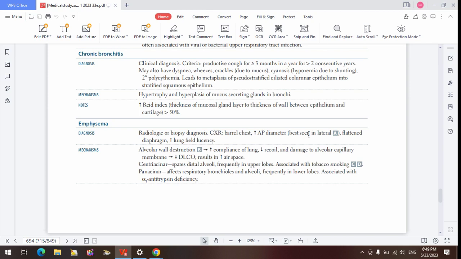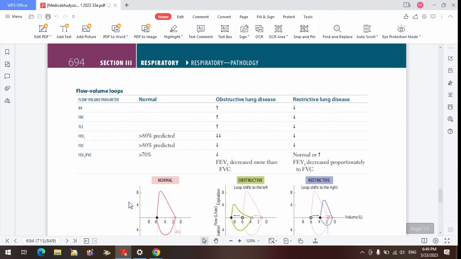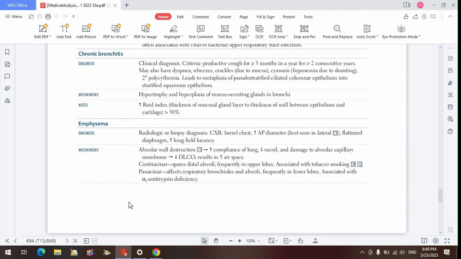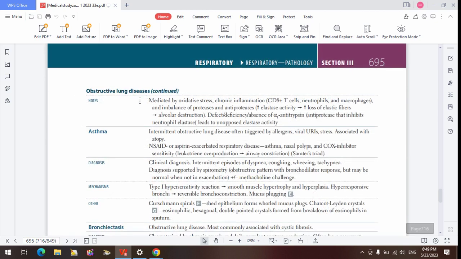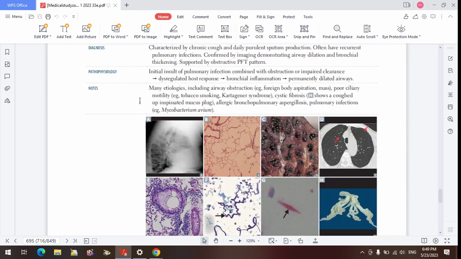I think you have an image. Okay, we have an image. Ah, where's the image? Is an X-ray down? Okay, yes.